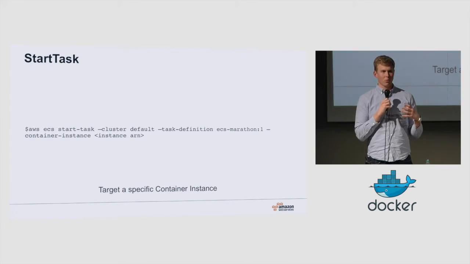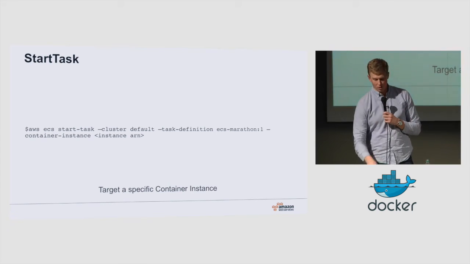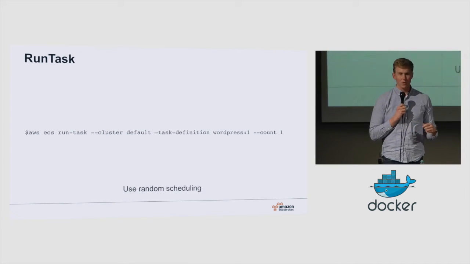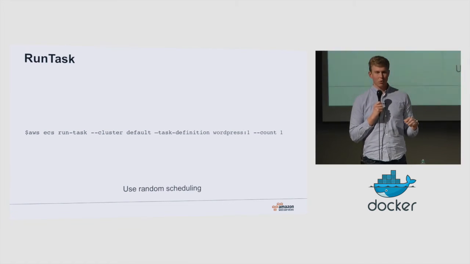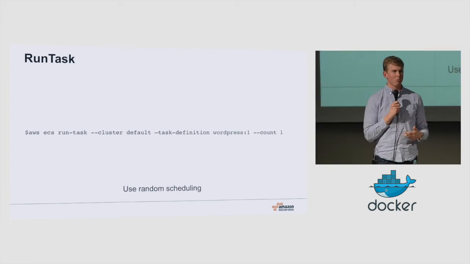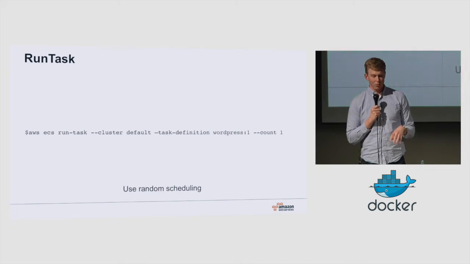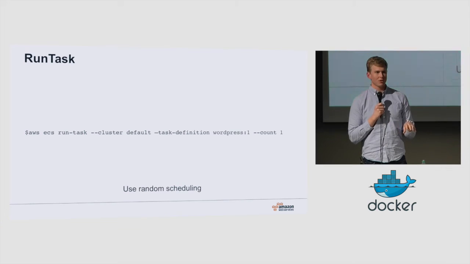However, you're running in a cluster, and you don't want to treat every instance as special. So we have a run task API, which allows you to run your task wherever there is resources available. So if your task has ports, if it has CPU and memory constraints, we'll find a spot for it within the cluster and launch it. Right now, the scheduler is using random scheduling in order to place your task within the cluster. So it will retry until it finds one.